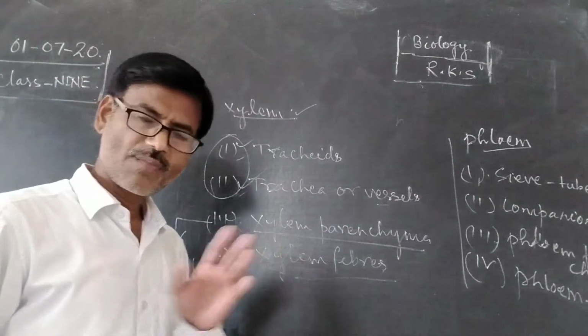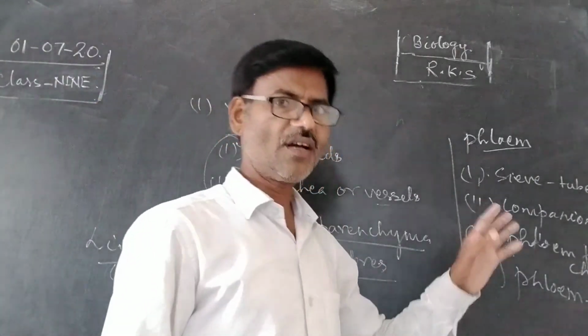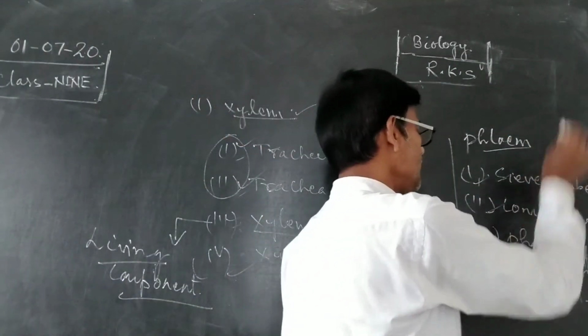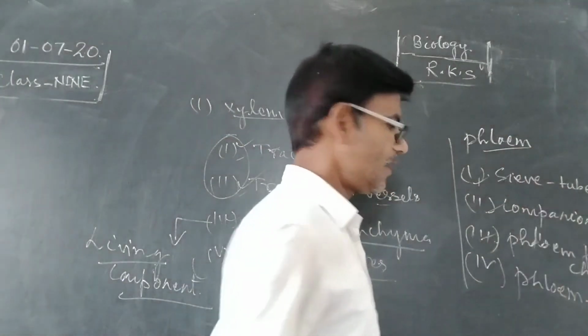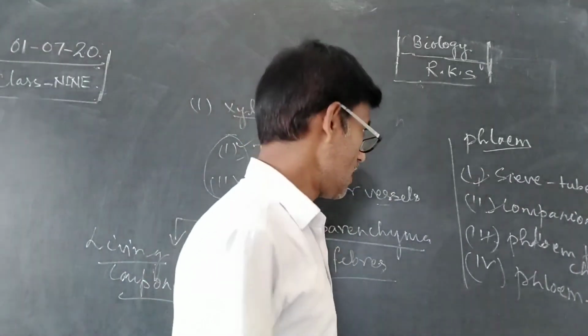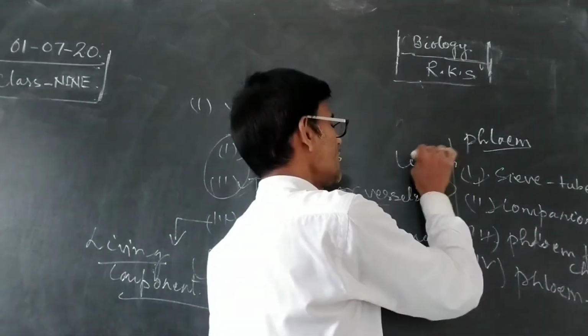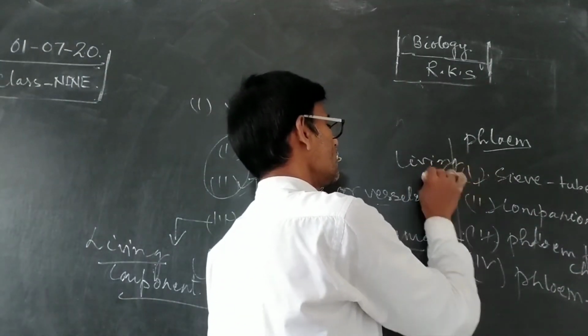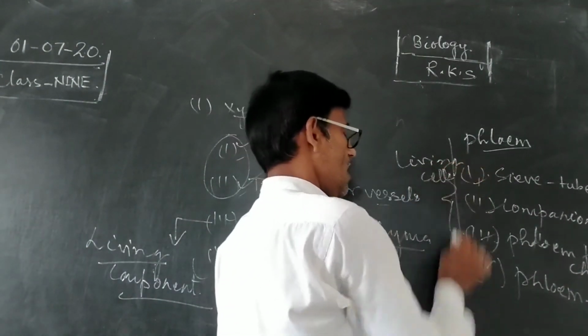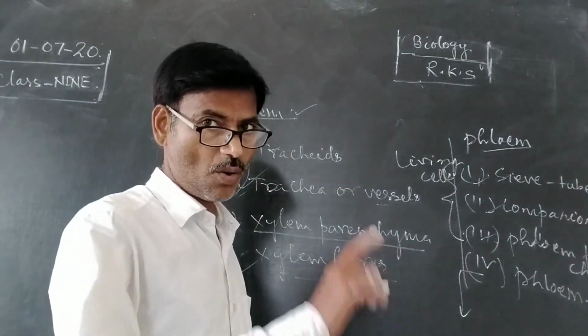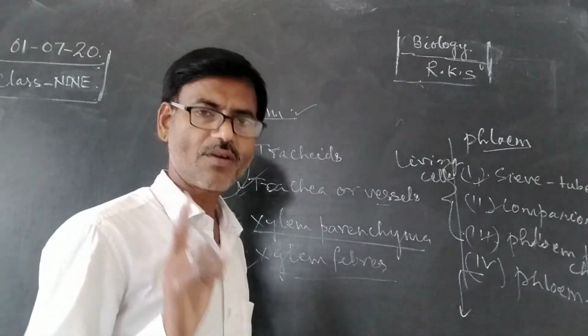Now, the cellular components of phloem. There are four. These are sieve cells, companion cells, phloem parenchyma, and phloem fibers. Of these four, the first three are living cells, and the last one, phloem fibers, is the only non-living cellular component of phloem.